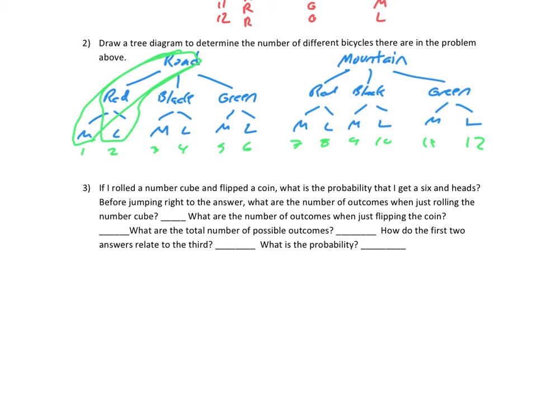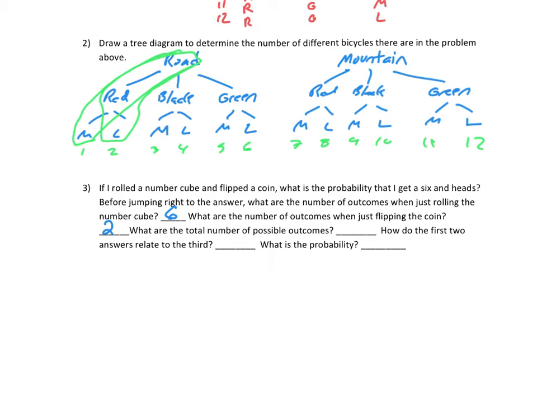Okay, if I roll the number cube, which is basically a 6-sided die, and flip the coin, what's the probability that I get a 6 and a heads? But before jumping right to the answer, what are the number of outcomes when just rolling the number cube? Okay, so a number cube has 6 sides. I could get a 1, a 2, a 3, a 4, a 5, or a 6. There are 6 different outcomes. What are the number of outcomes when just flipping the coin? There are 2. And then it says, what are the total number of possible outcomes? How do the first 2 answers relate to the third?